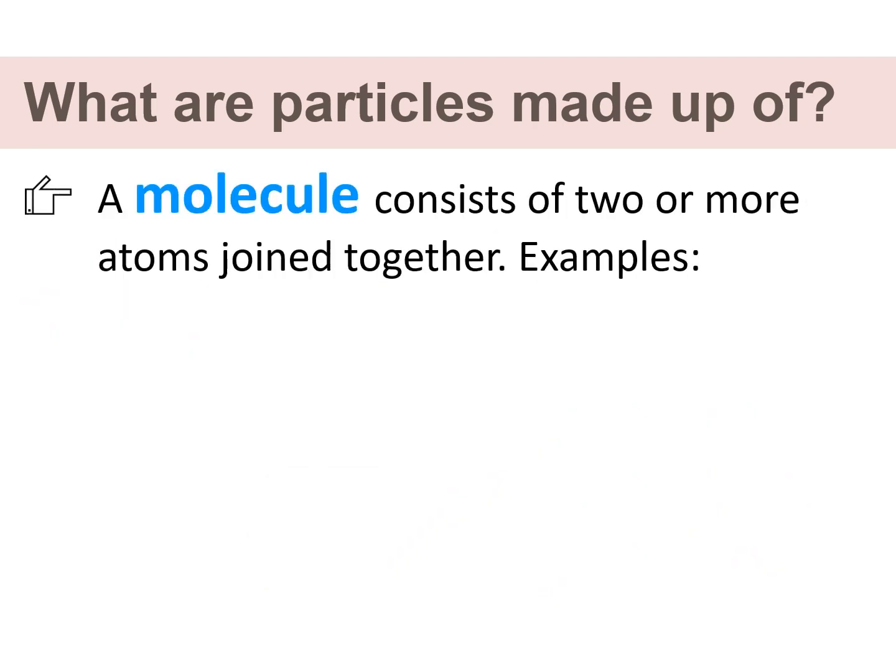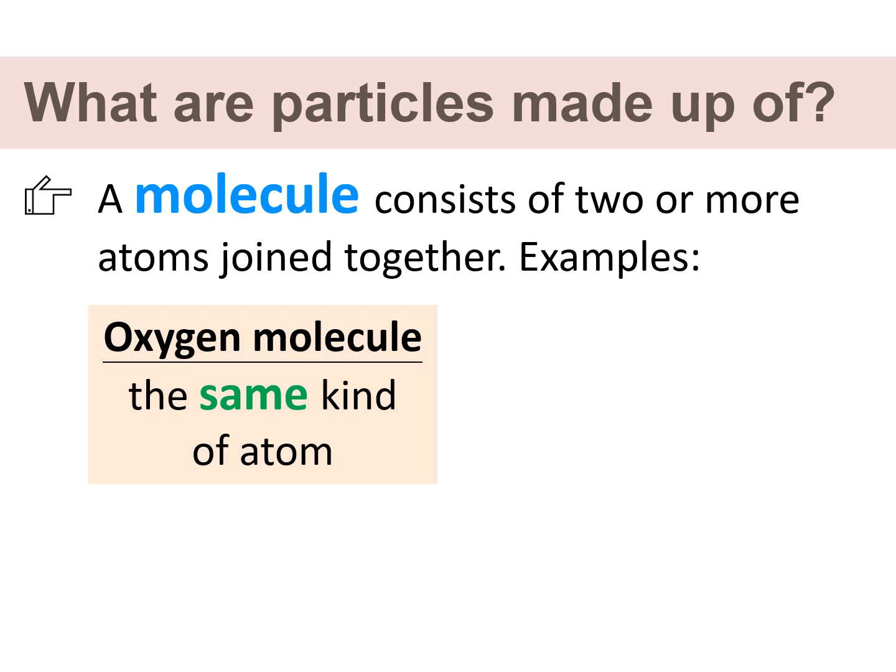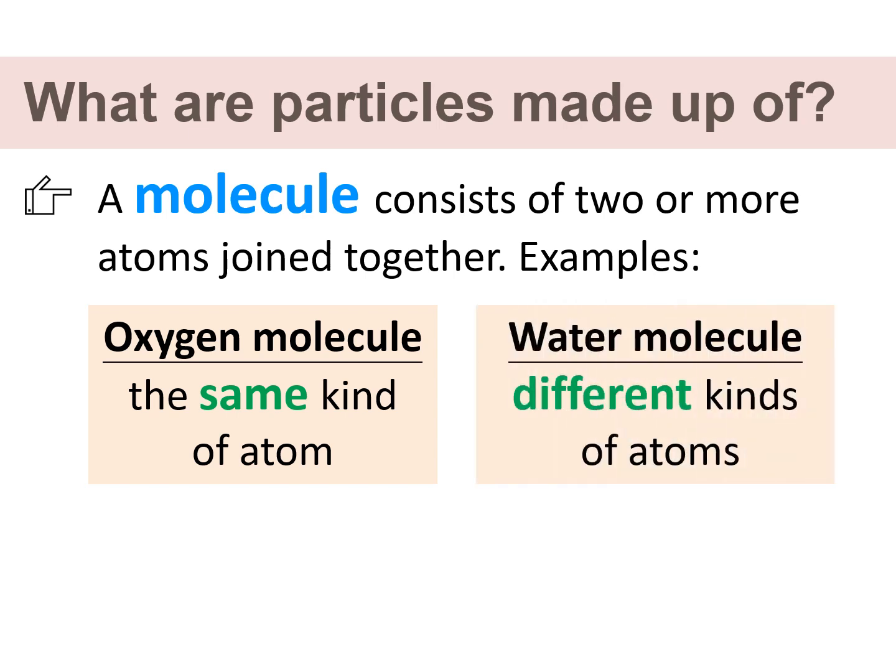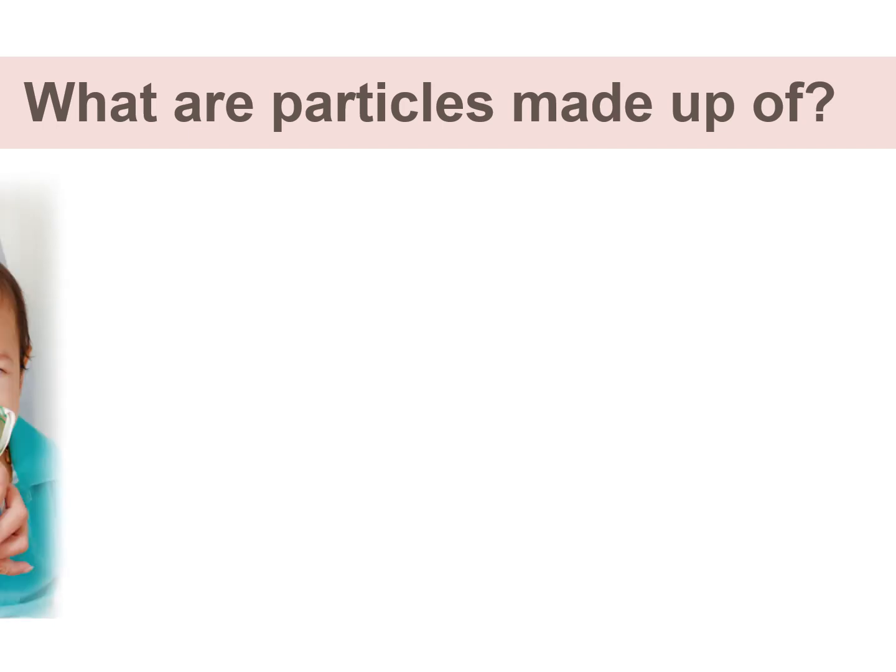A molecule, 分子, consists of two or more atoms joined together. For example, an oxygen molecule consists of only one kind of atom. A water molecule consists of two kinds of atoms.